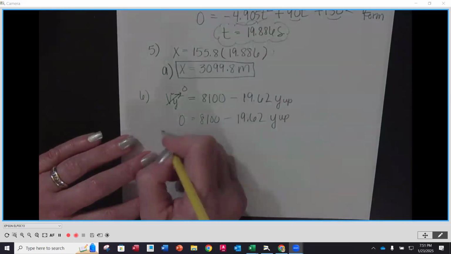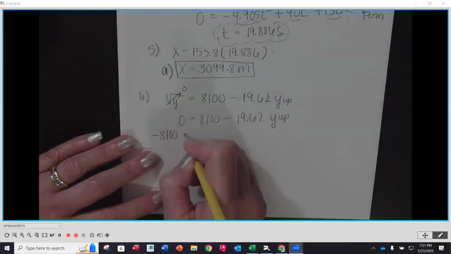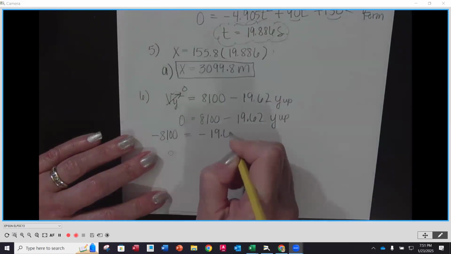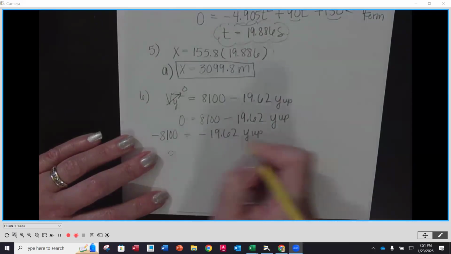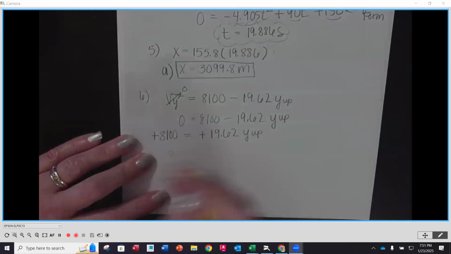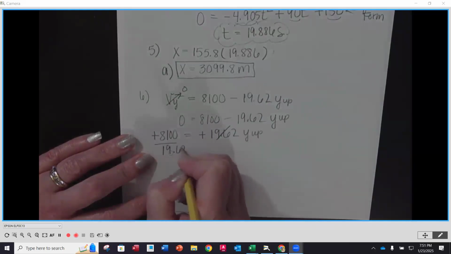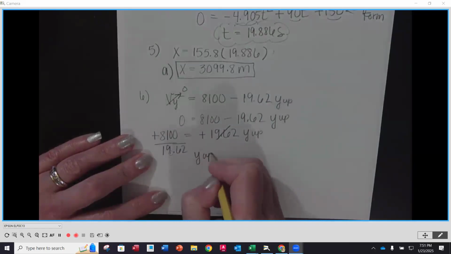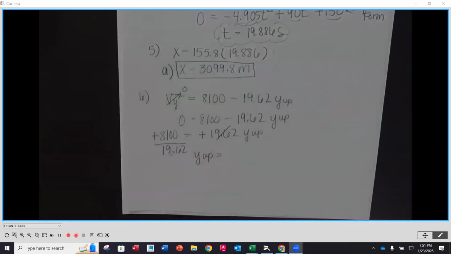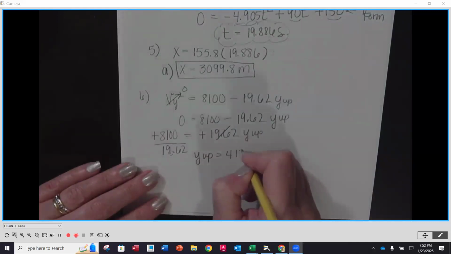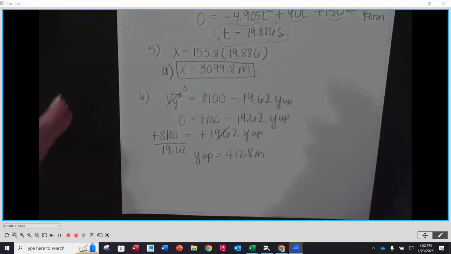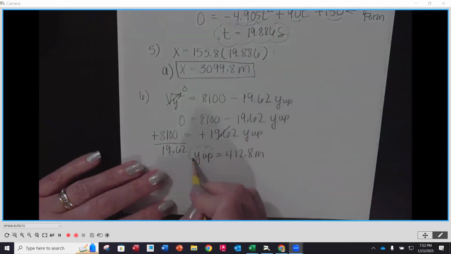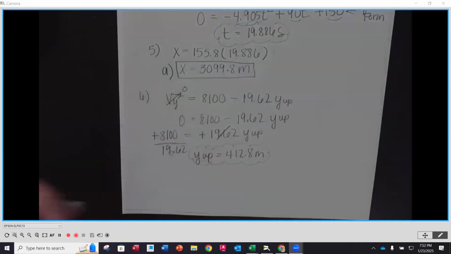Pushing my 8,100 over to the opposite side, both sides become positive. Solving for the Y up, I'm going to divide both sides by 19.62. My Y up should come out to be 412.8, and it would be meters. Now, it still isn't my final answer, so I'm not putting a box around it, I'm putting a cloud around it.